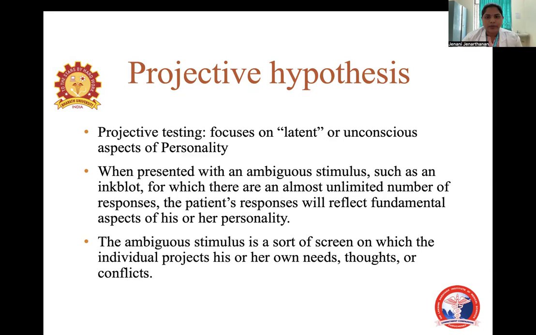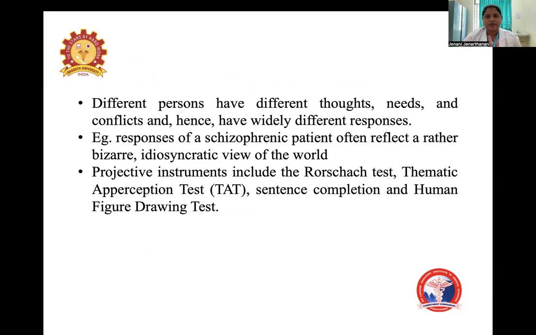When presented with an ambiguous stimulus, such as an ink blot, for which there are an almost unlimited number of responses, the patient's responses will reflect fundamental aspects of his or her personality. The ambiguous stimulus is a sort of screen on which the individual projects his or her own needs, thoughts, or conflicts. Different persons have different thoughts, needs, and conflicts, and hence have widely different responses. For example, responses of schizophrenic patients often reflect a rather bizarre or idiosyncratic view of the world.